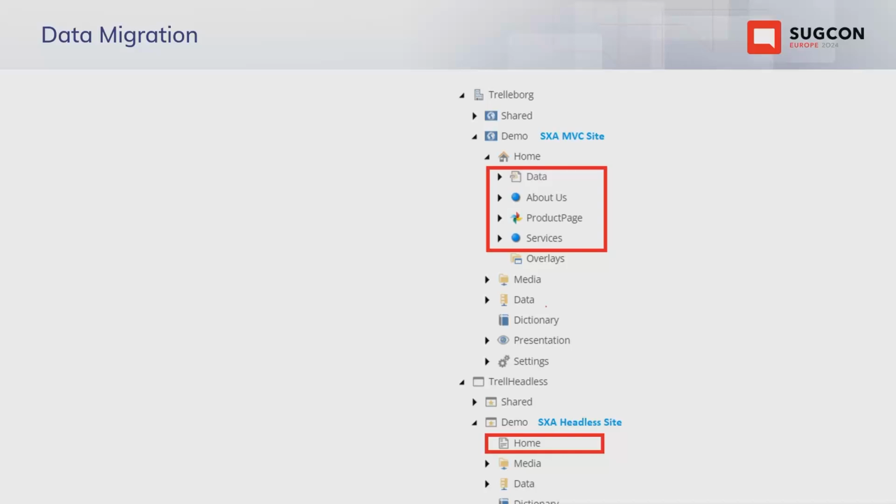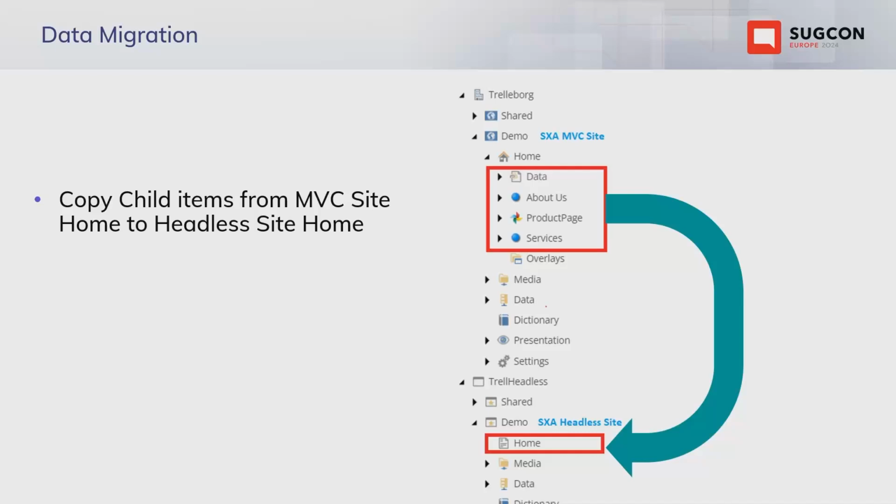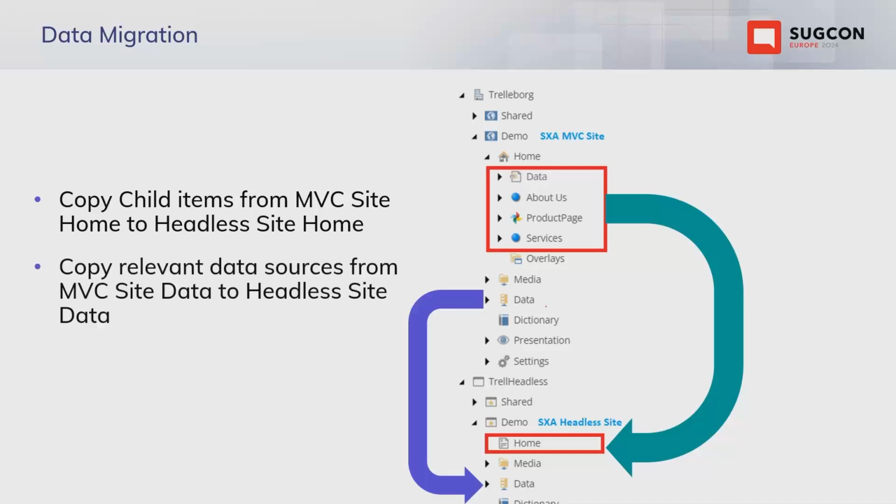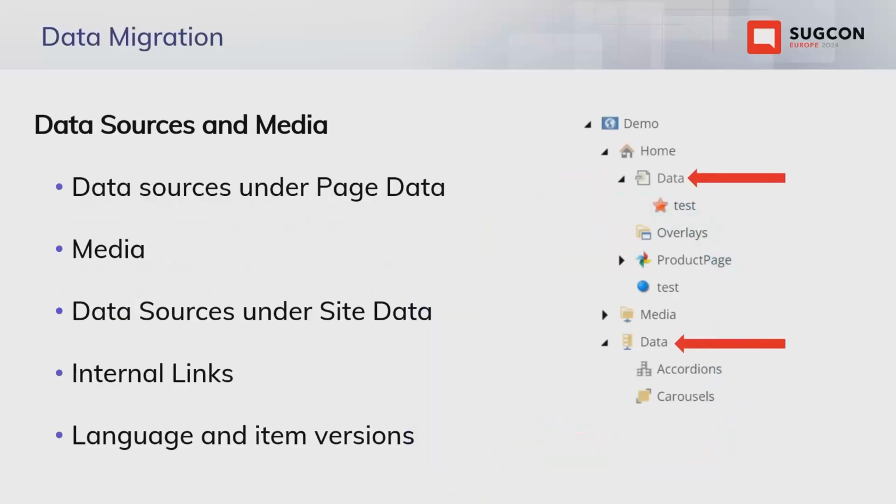We are just copying all the pages from MVC to headless, and so child items from home. And if there are any items in the data, where when you create data sources, maybe you create them under the local, or you create them in the global, or maybe you will also create them under site data. So all these are getting copied by the PowerShell script.